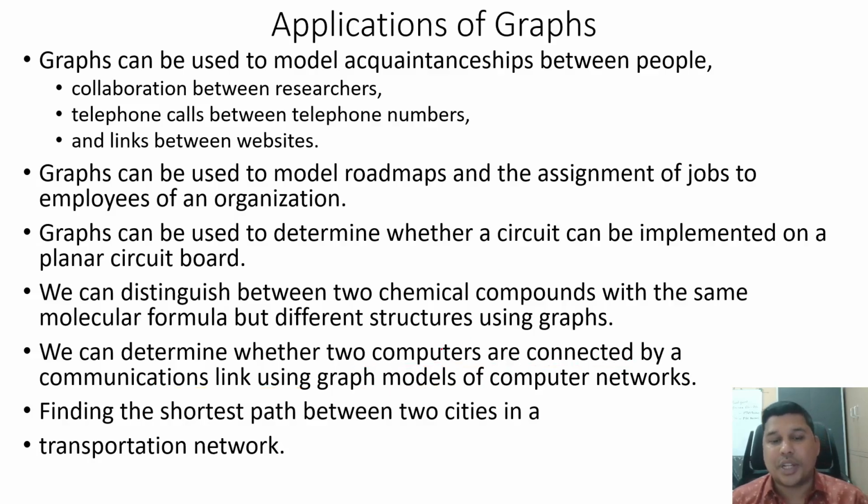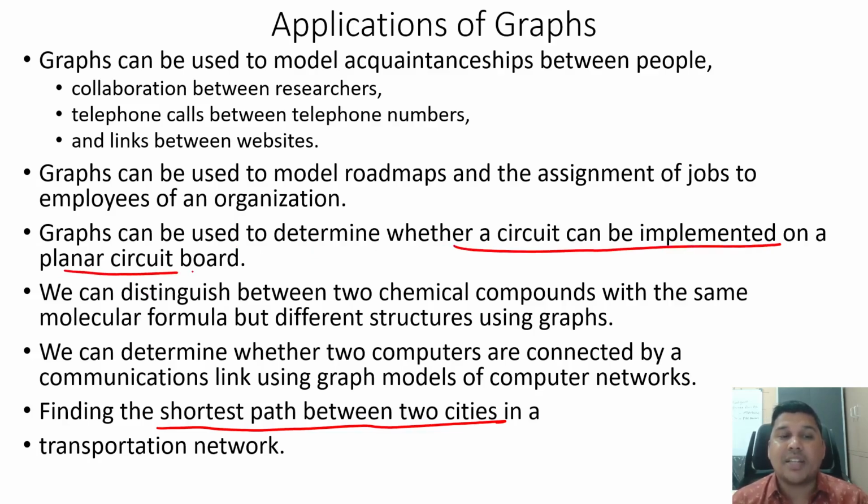Whether two computers are connected or not, finding the shortest path between two different cities, or other things can be seen. Graphs can be used to determine whether a circuit can be implemented on a planar circuit board. It can also be used to distinguish between two chemical compounds with the same molecular formula but different structures. All these are possible. We are going to solve all these problems.